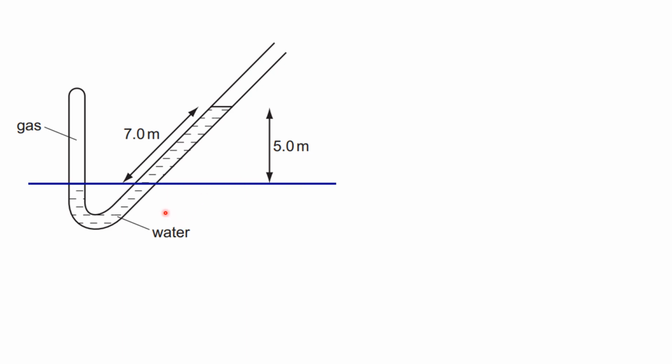Let's first identify the line with the same pressure level. Then identify the left and right side of the tube. Because this liquid is in equilibrium, the pressure on the left is equal to the pressure on the right. So what we have above this line on the left column is just the pressure of the gas. What about what we have above this line on the right side? We have the atmospheric pressure and we have the pressure of the water.